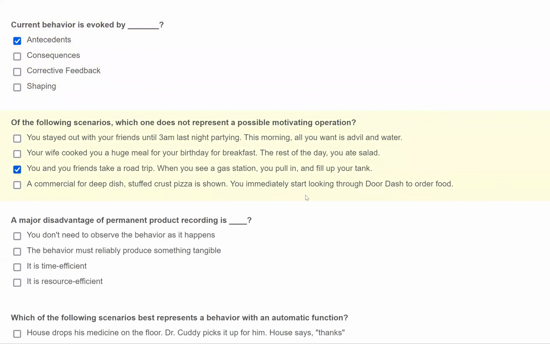Now, if you don't quite understand this question and you're new to studying, that's okay, right? This is one of the more difficult concepts. If you've been studying a while, make sure you review those MOs and those SDs. What's the difference, right? Why do we distinguish between the two?